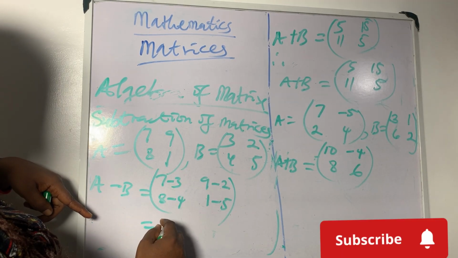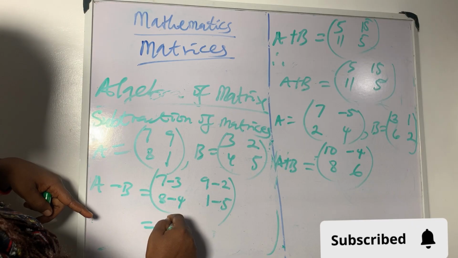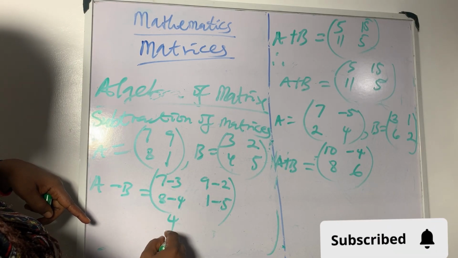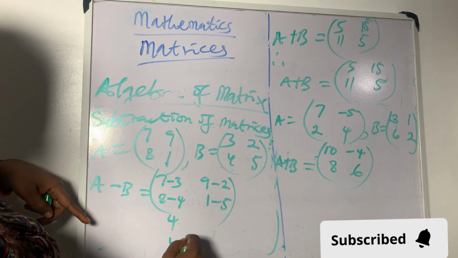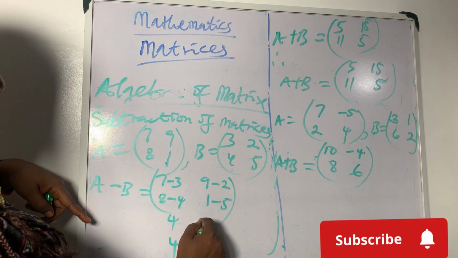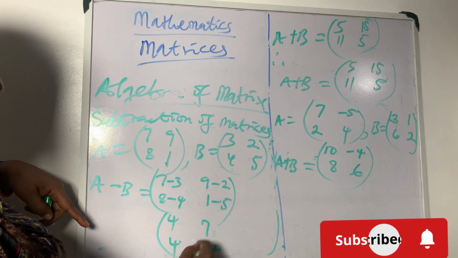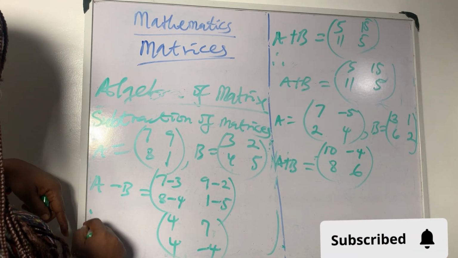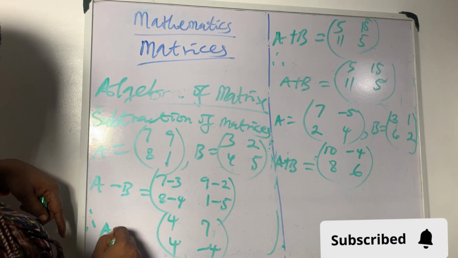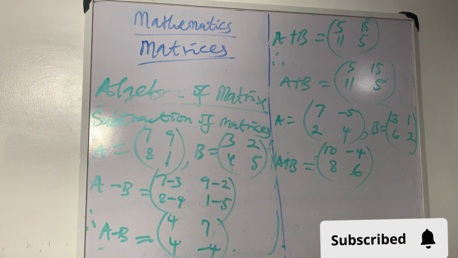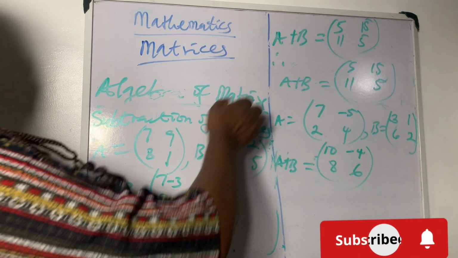Giving us as what? 7 minus 3 is 4. 8 minus 4 is also 4. 9 minus 2 is 7. And 1 minus 5 is minus 4. Therefore, A minus B equal to this. It is very interesting and very simple.